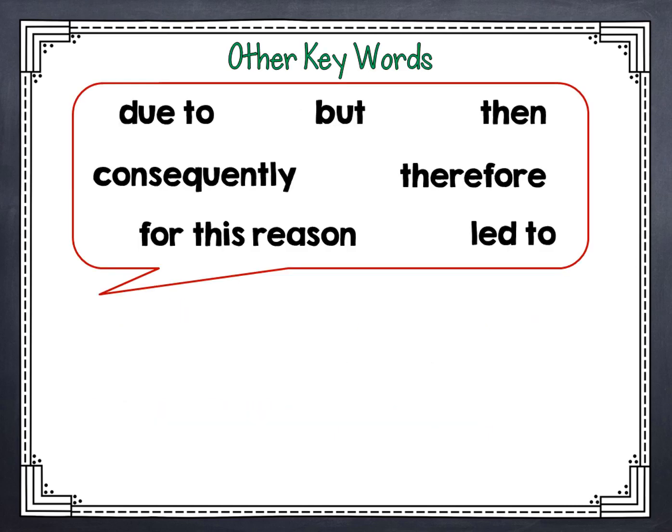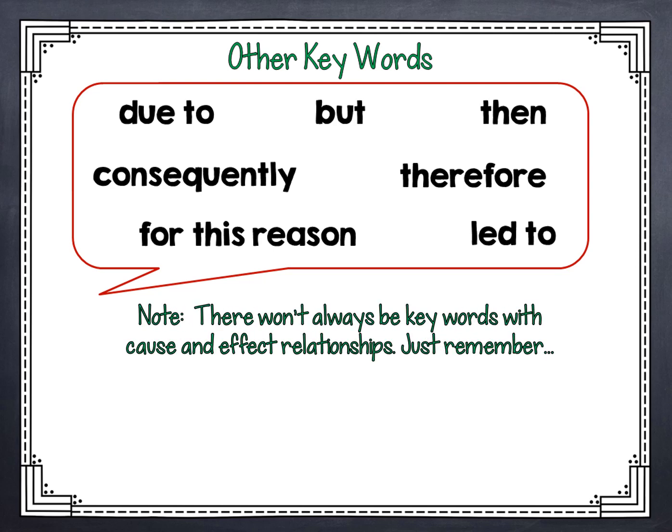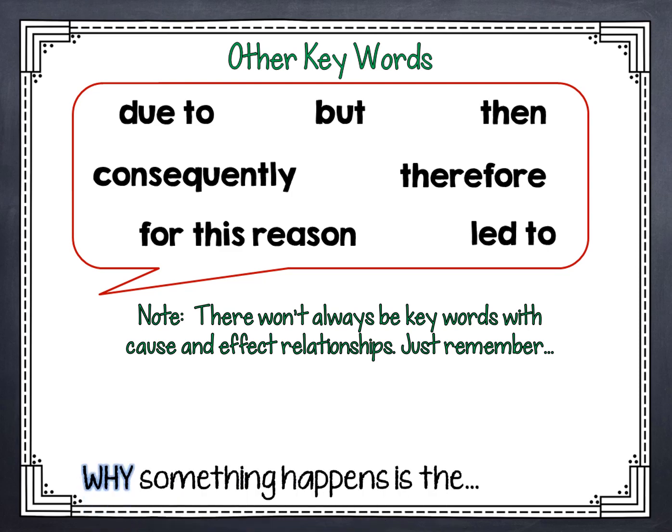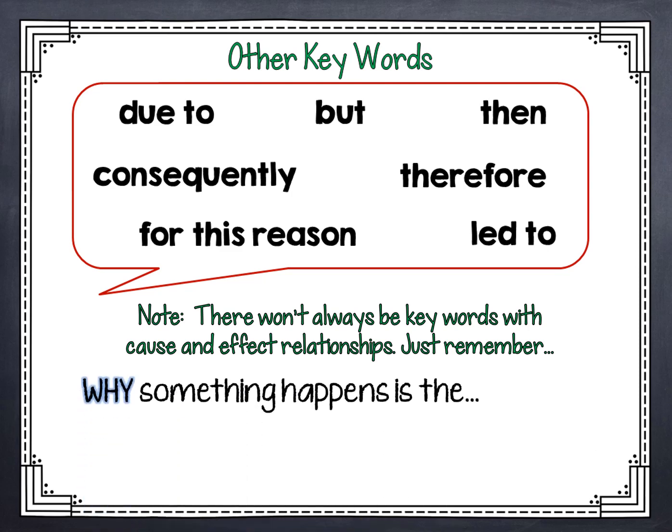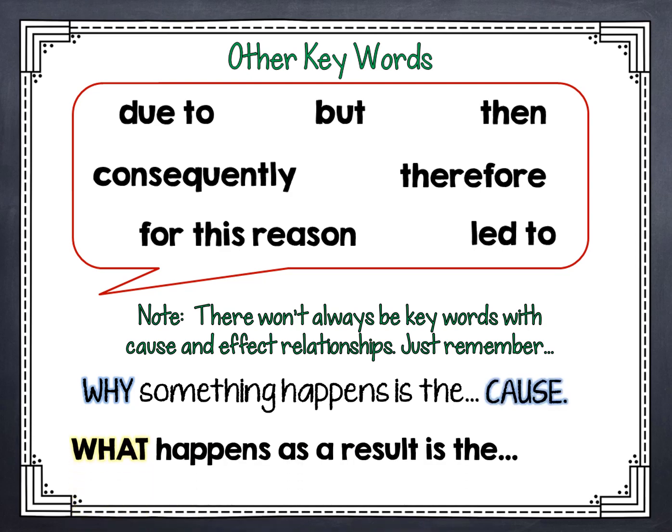There are other key words such as due to, but, then, consequently, therefore, for this reason, led to. Now, there won't always be key words with cause and effect relationships, but just remember, why something happens is the cause, and what happens as a result is the effect.